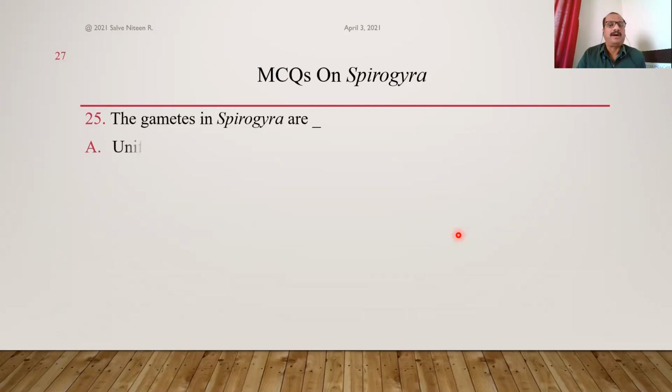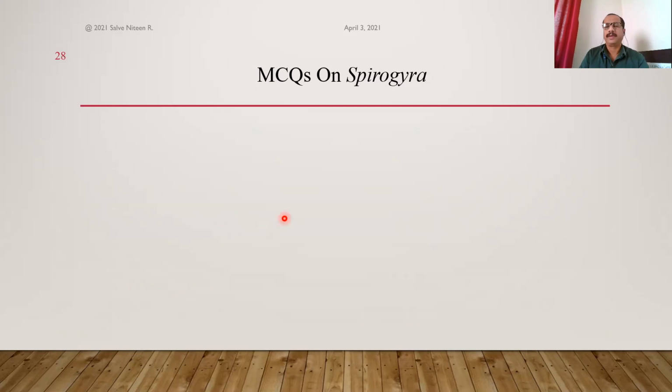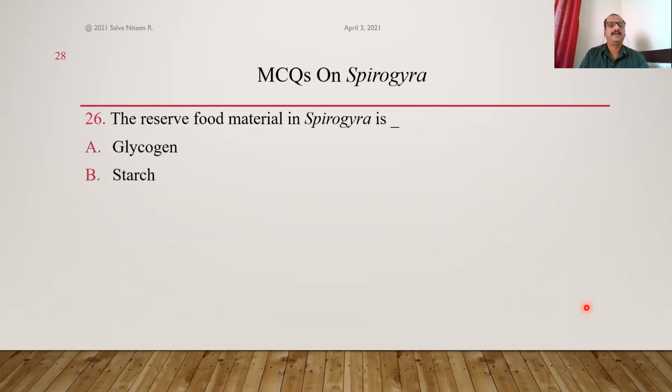The gametes in Spirogyra, just now we have seen, are non-flagellated, without any flagellated stage in the life cycle. So D is the correct option. Okay. Next question. The reserve food material, the stored food material in Spirogyra is called as?